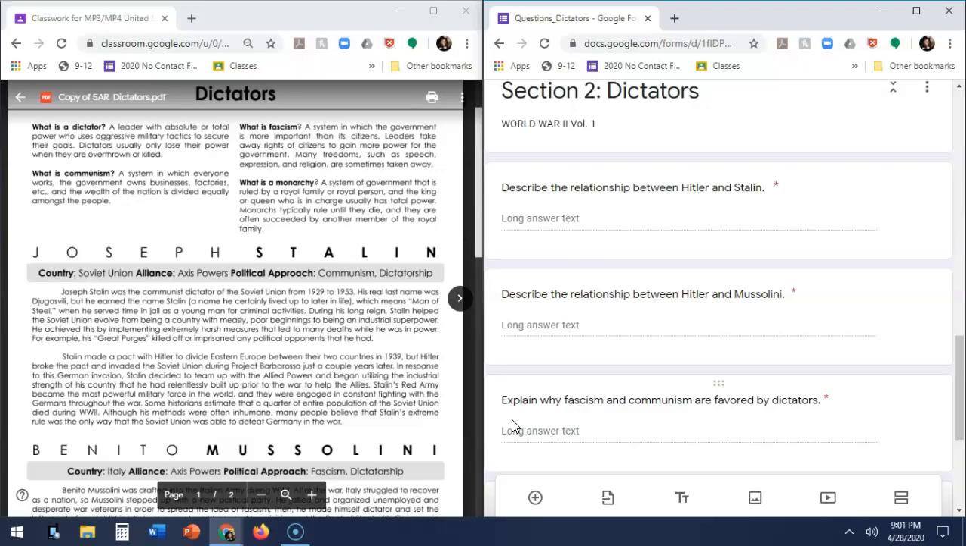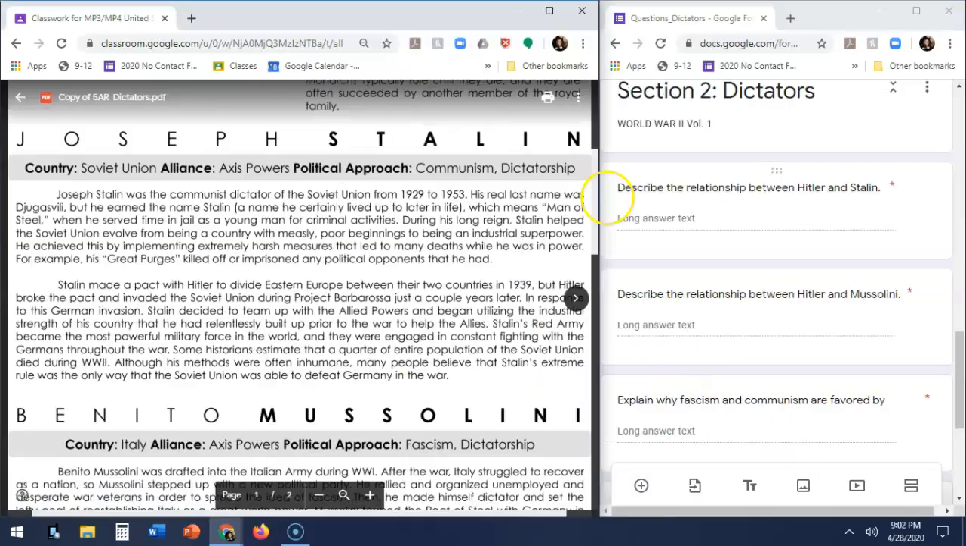What is a monarchy? A system of government that is ruled by a royal family or a royal person, and the king or queen who is in charge usually has total power. Monarchs typically rule until they die, and they are often succeeded, which means somebody else in their family takes over, so by another member of the royal family. Now we're going to look at Joseph Stalin. The country, Soviet Union.